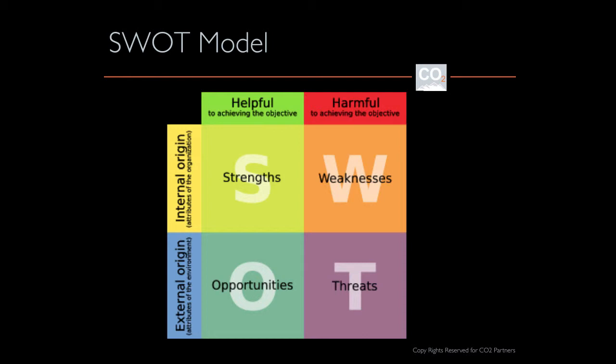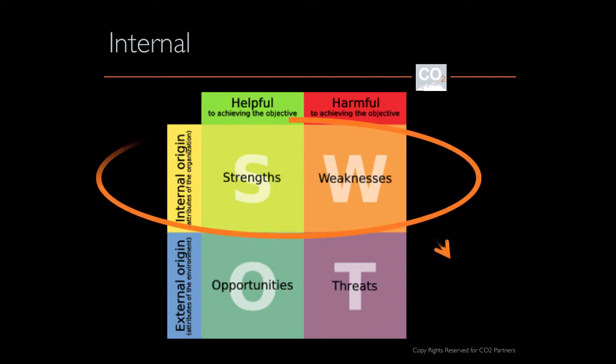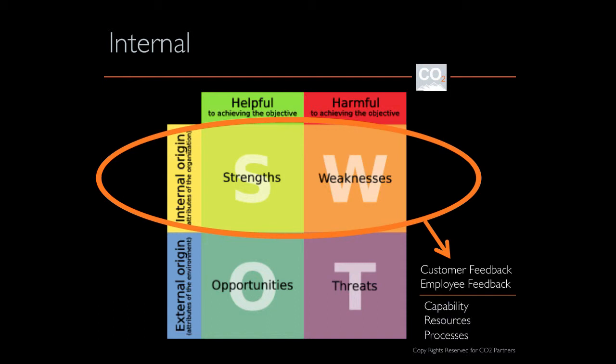This is what a SWOT model looks like. So now let's take a look at just the internal. At the internal, we're looking at the strengths and weaknesses, what is helpful and what is harmful. And what we do is we look at customer feedback and employee feedback. And then we're looking at it in terms of capability, resources, and processes. And so as you begin to evaluate the data that came in through the surveys, those are the 3 areas in which you're going to do it.